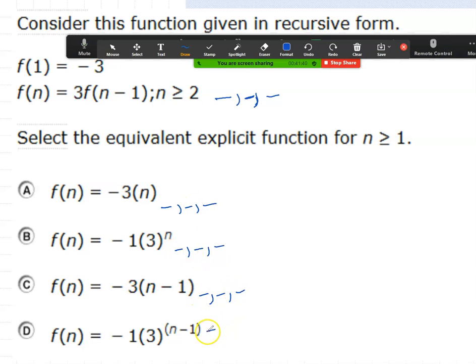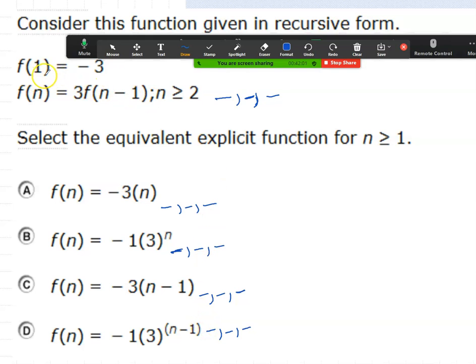Since this topic might be new to, well, it shouldn't be new. This is the end of the unit. But a good practice is to show why the wrong answers are wrong and prove it. Prove to yourself why the other ones are wrong.